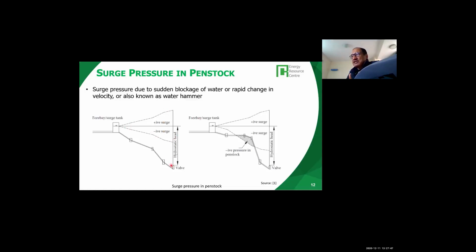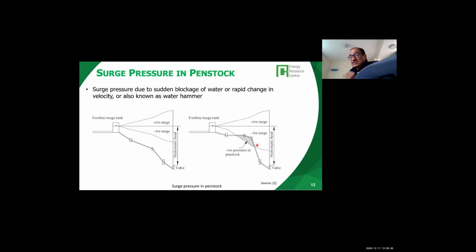So in fact, the pressure that builds up over here, the total head is from here to here. So the wall thickness of the penstock has to be designed so that it is able to withstand not just the hydrostatic head of hydropower, but this additional head due to a positive surge. And this is basically the water hammer effect.